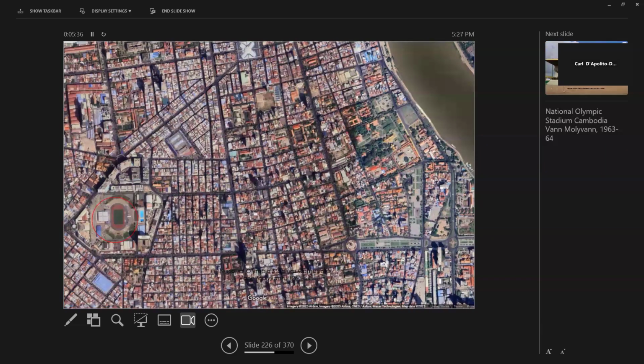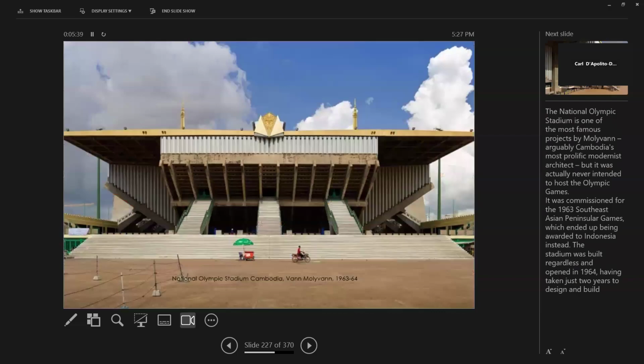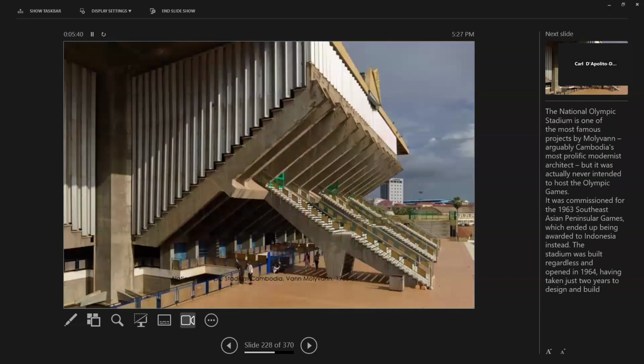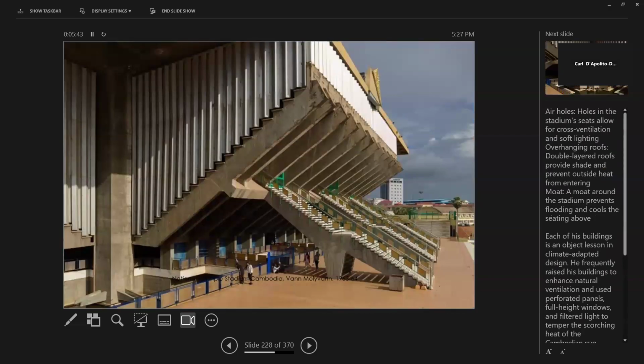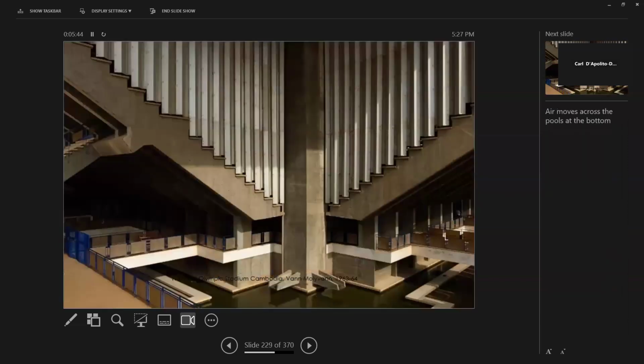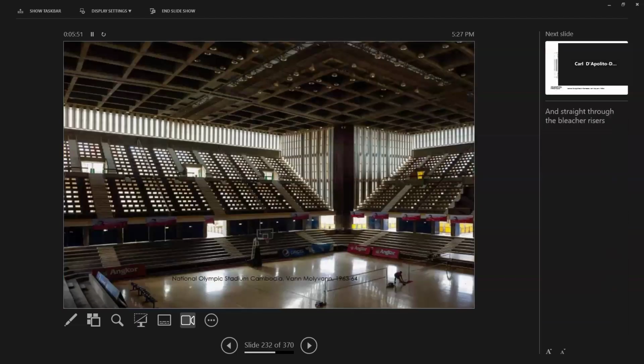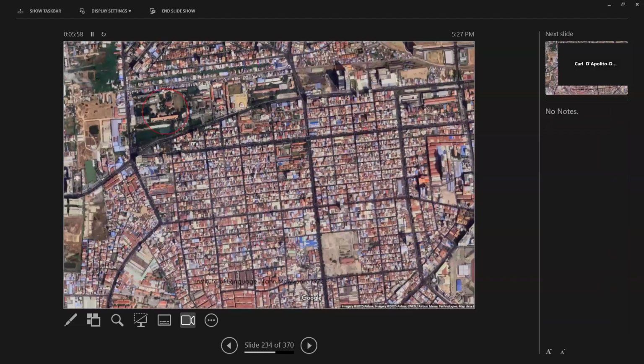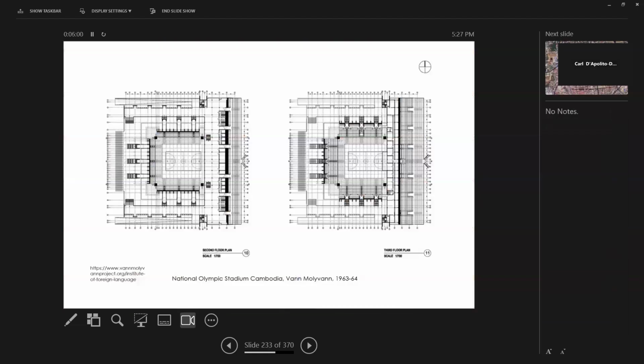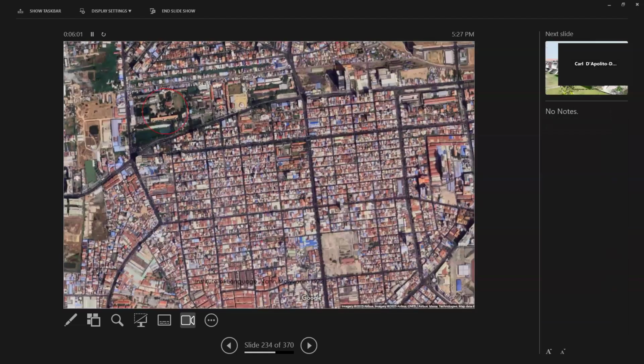This is his National Olympic Stadium. I think it's kind of crazy looking, amazing. There's a moat around it, okay? And those incredible water tubes, and the seats are porous and the air goes in, right? I mean, have you guys ever seen this guy before? Really, really beautiful stuff. And then there's this one, okay?